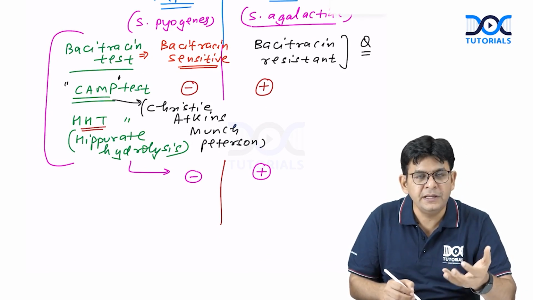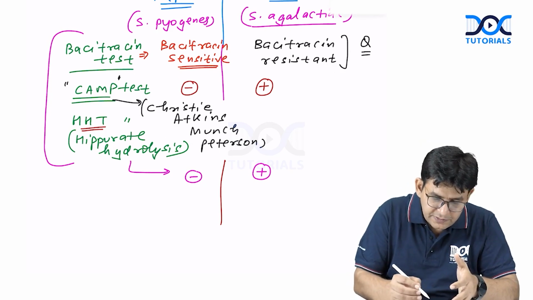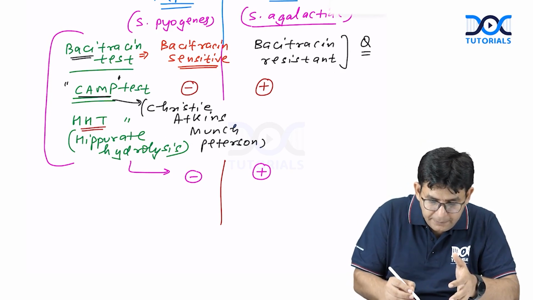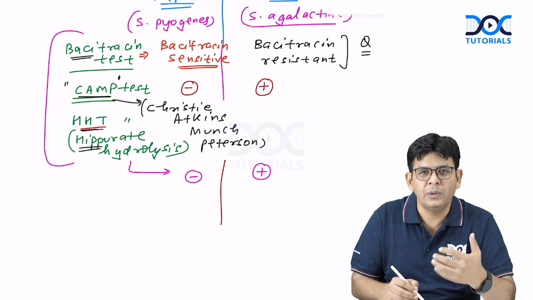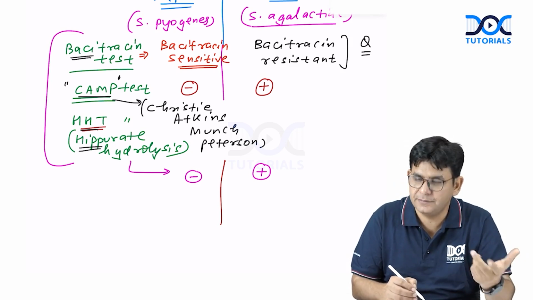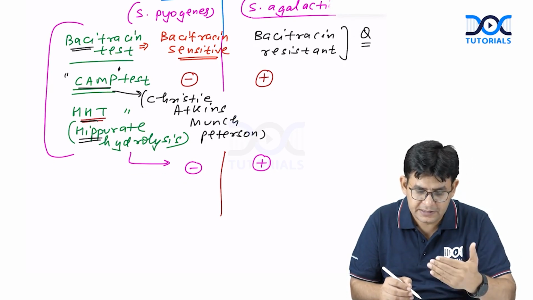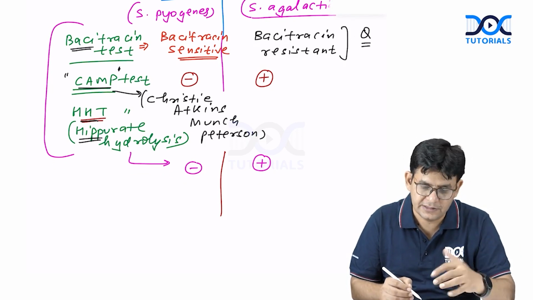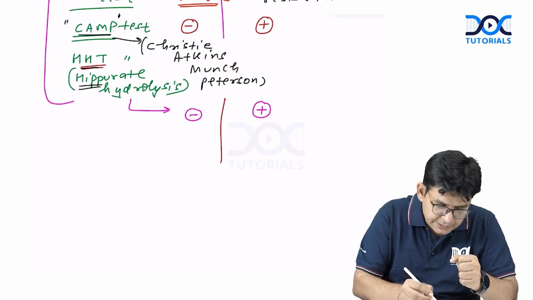And how to remember these particular test names? Remember them on the basis of this base camp of hippo. Okay, an association. What is there? A base camp of what? Hippos. Hippos have a base camp. Fine. So that is Bacitracin test, CAMP test, and Hippurate hydrolysis test. So at least something will come to your mind when you go for the exam.